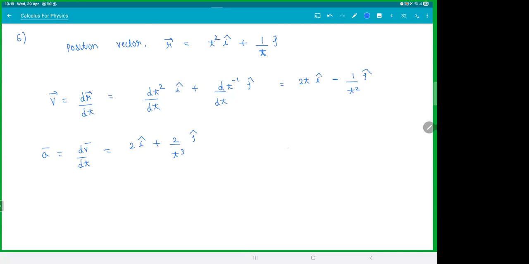And once you got this, now you want to put the time t. So at t is equal to 1, v bar will be 2 i cap minus j cap. The acceleration is 2 i cap plus 2 j cap. Yeah, check your answers. Be careful with i cap and j cap there.